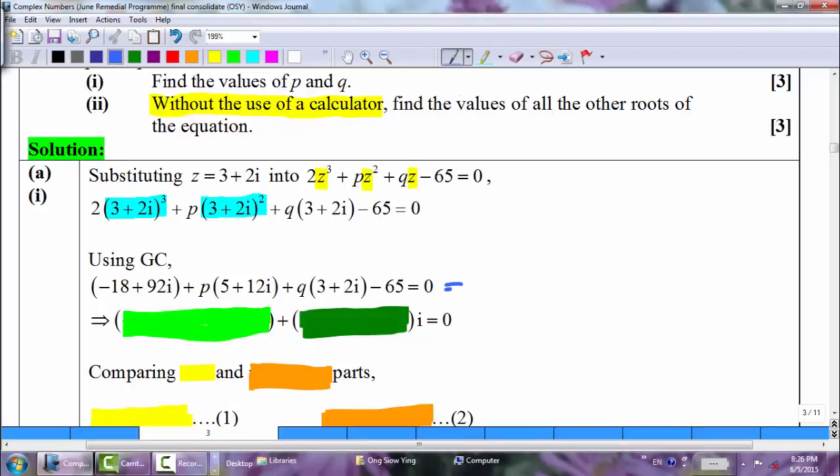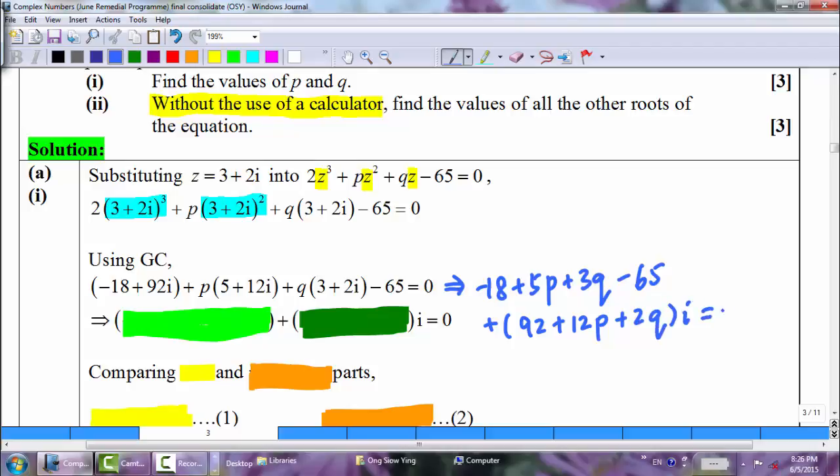You can rewrite it into real part and imaginary part. So it has minus 18 plus 5p plus 3q minus 65, that's the real part, plus the imaginary part, which is 92i plus 12pi plus 2qi, and that equals 0. Once you look at it, you can safely see that this will be your real part and this will be your imaginary part.